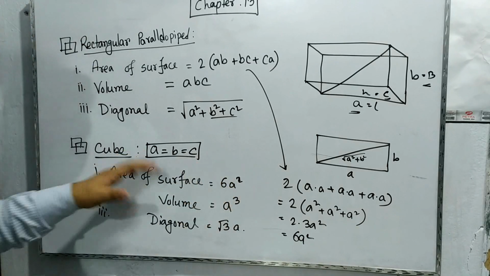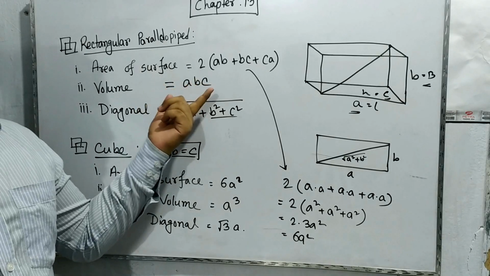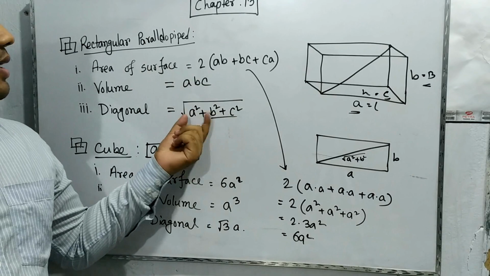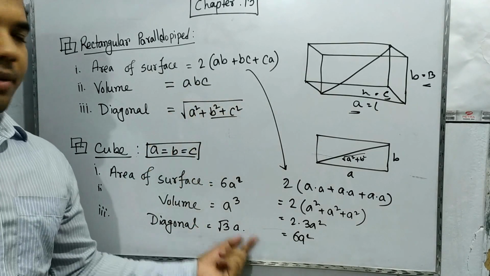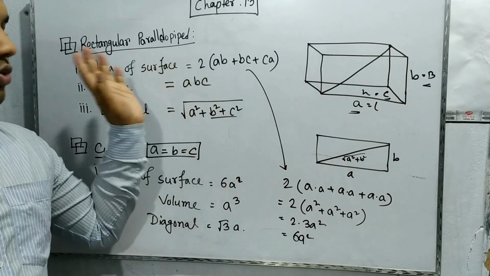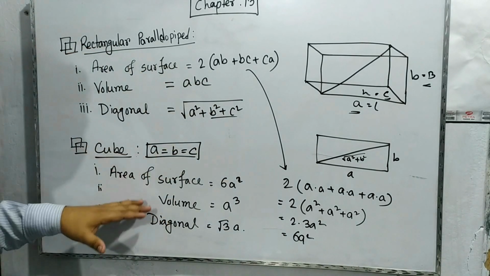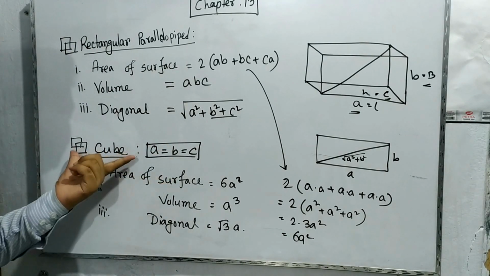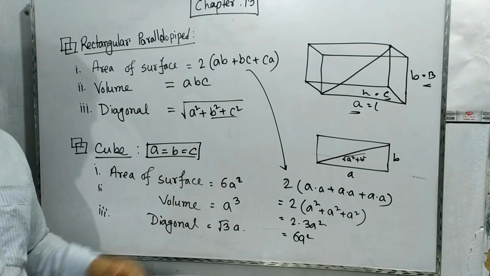And similarly, if we put the value of b and c as a and a, then the volume is a cube, and for the diagonal, a square plus a square plus a square, that is root over 3 into a square, so root 3 into a, because the square and root will cancel. So this is how we can find the formulas of the cube. But it is also very important to know the formulas of the area, volume and diagonal of the cube.